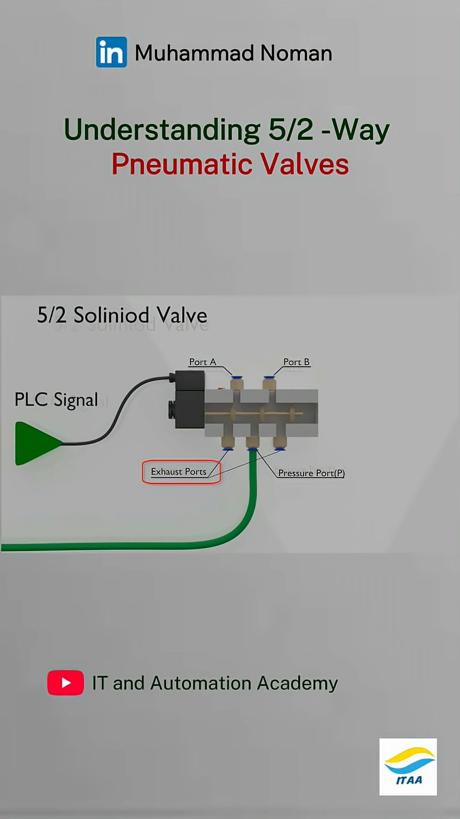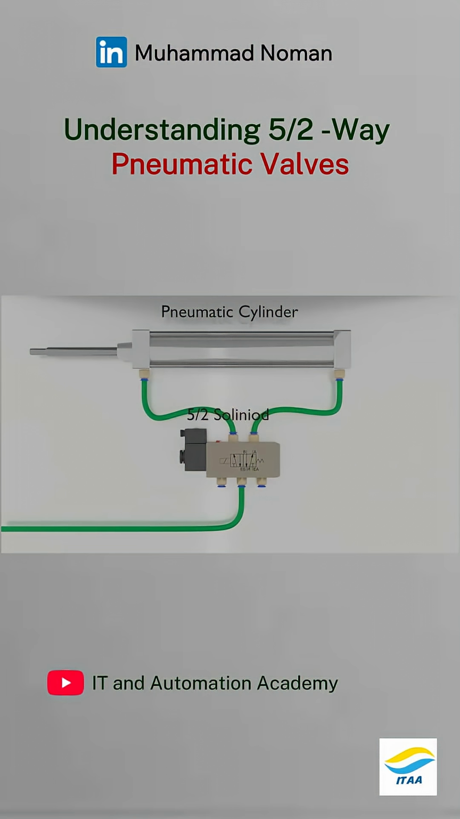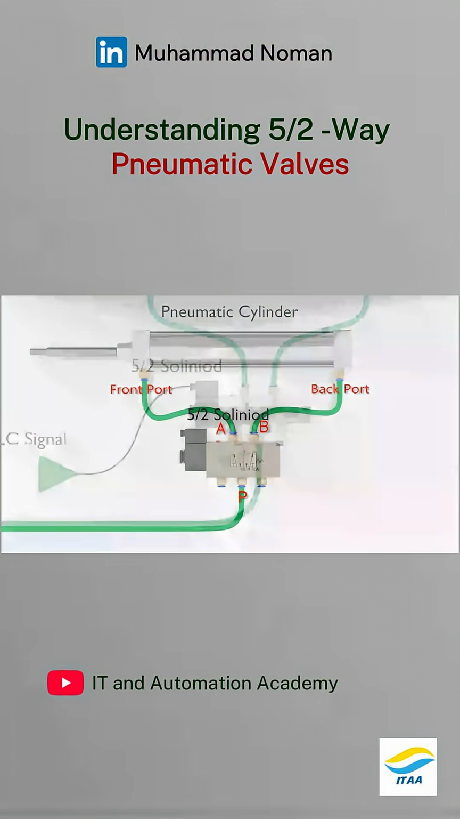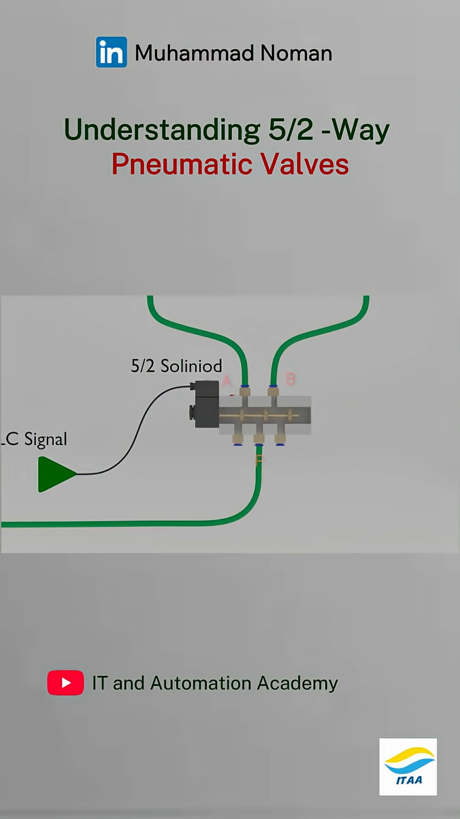We will now see how this 5x2 way valve controls the double acting pneumatic cylinder. To control linear motion of the cylinder shaft, we will connect port A and port B of the solenoid valve to the ports of the cylinder with pneumatic pipe. When the PLC signal energizes the coil of the solenoid valve, its spool moves and links the pressure port with port B of the solenoid valve and port A with the exhaust port.